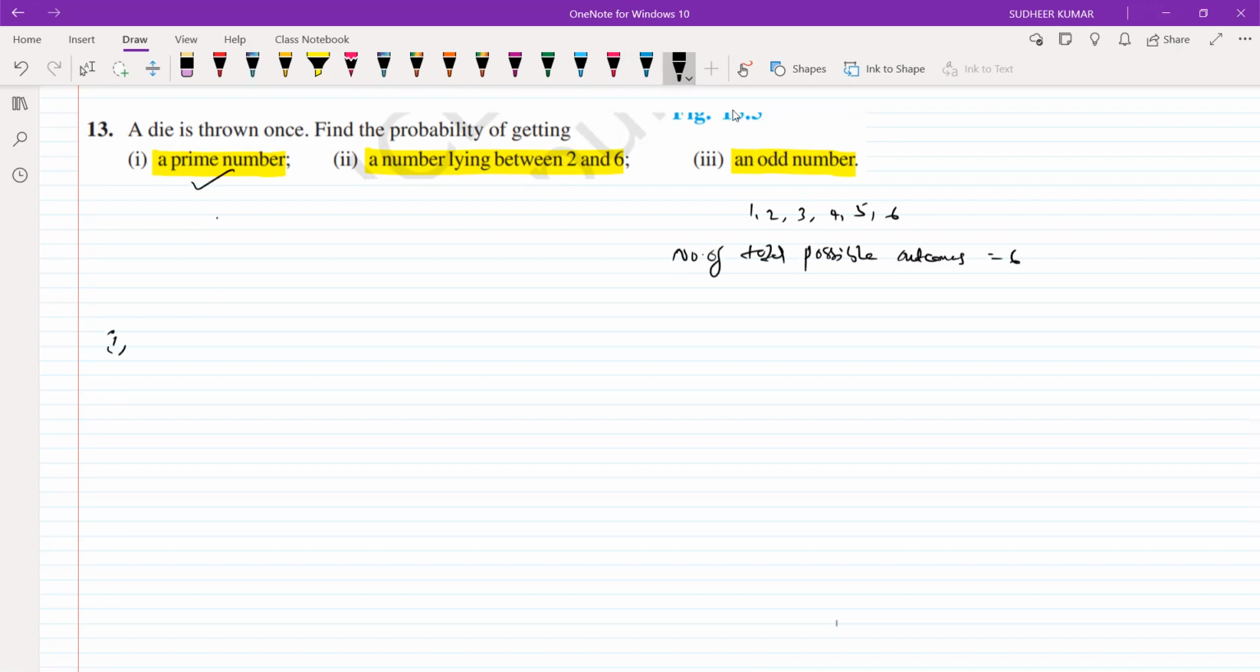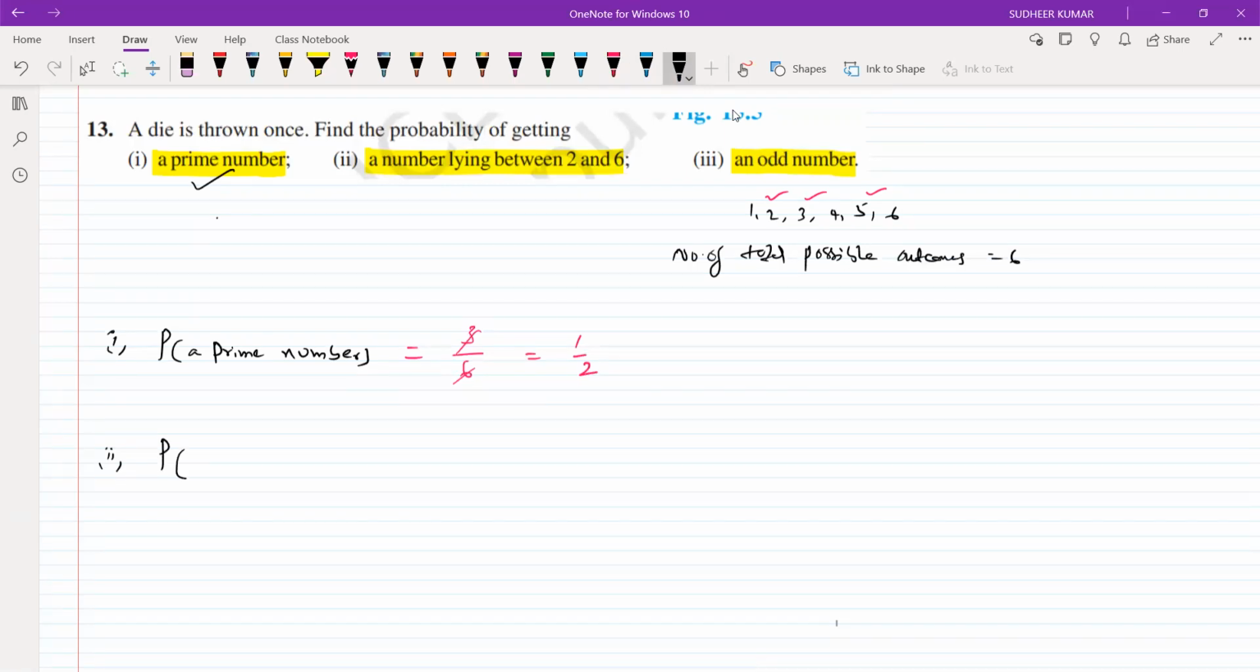Now go to the first one: the probability of getting a prime number. The prime numbers are 2, 3, 5. Therefore, the number of favorable outcomes is 3. So the probability of getting a prime number is 3 by 6, which equals 1 by 2. And go to the next one.